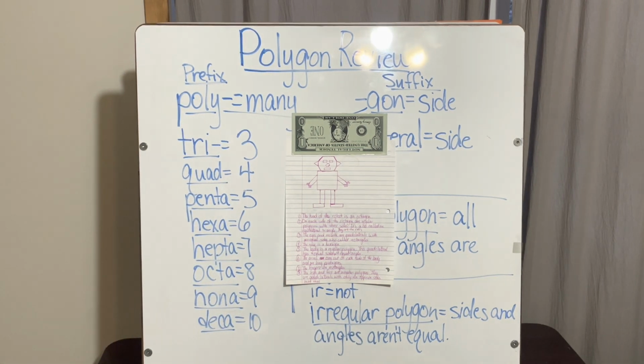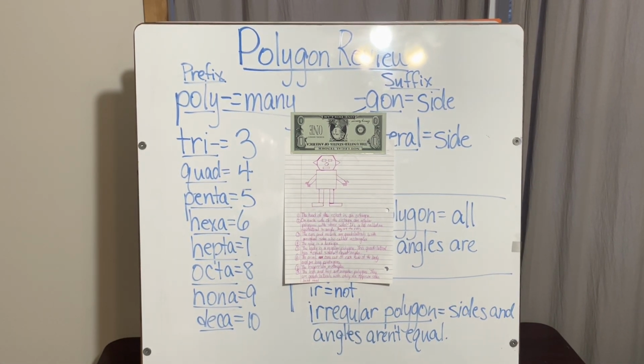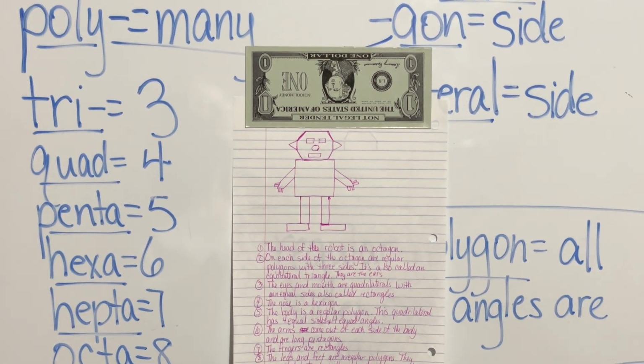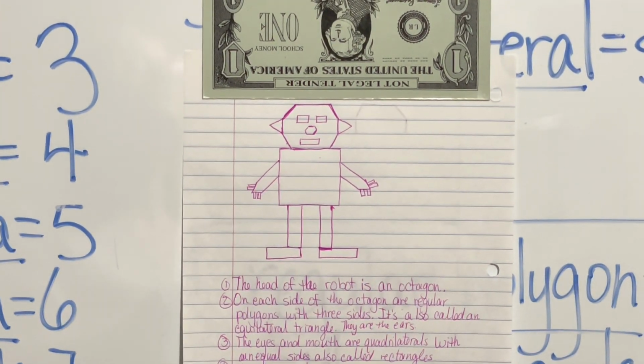I'll zoom in on my robot so you can see. And then you can also see I wrote out my description. So there is my robot.